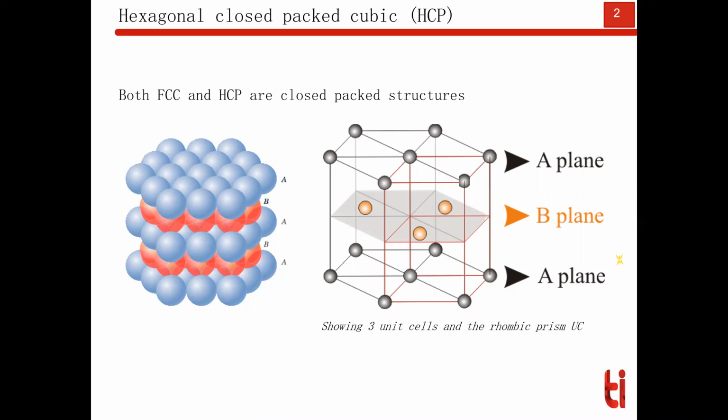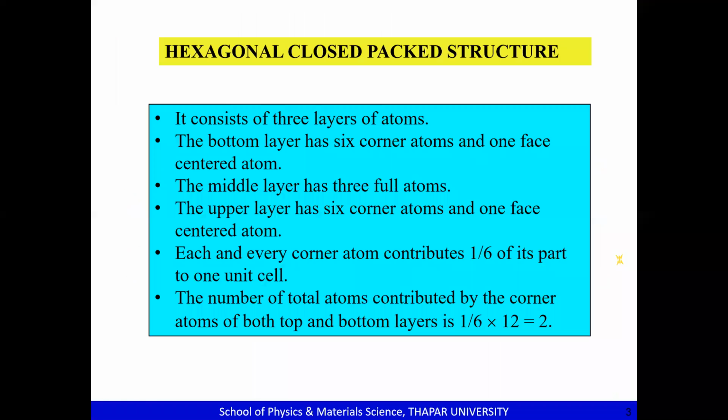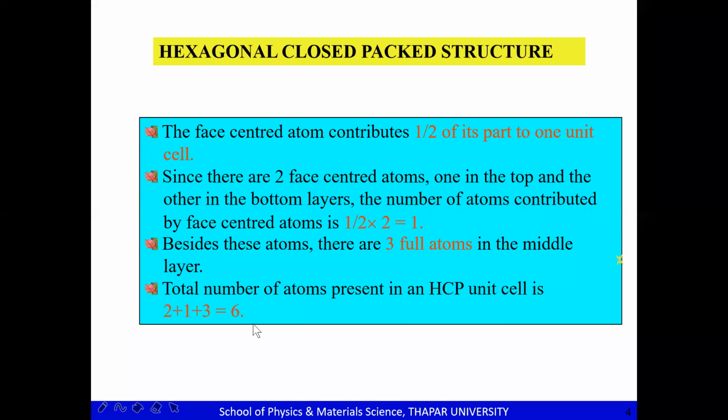So total हो गए आपके 3 plus 2 plus 1. That makes your effective contribution of the number of atoms to be equal to 6.